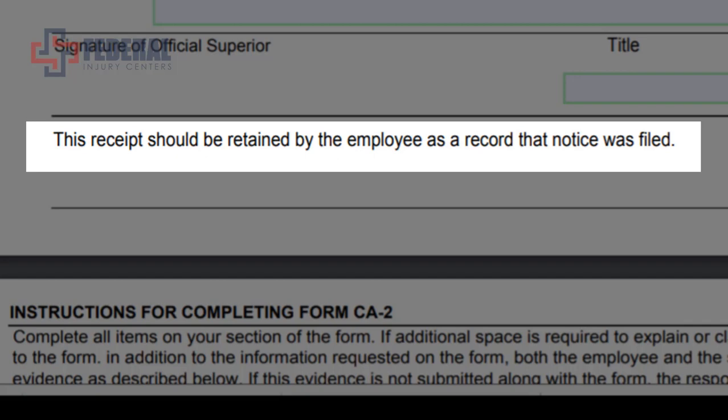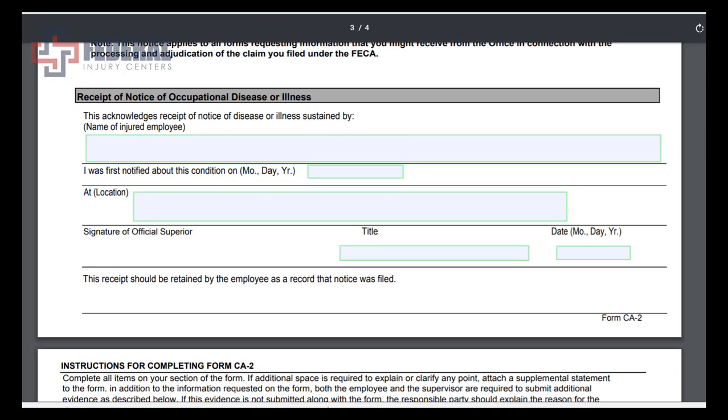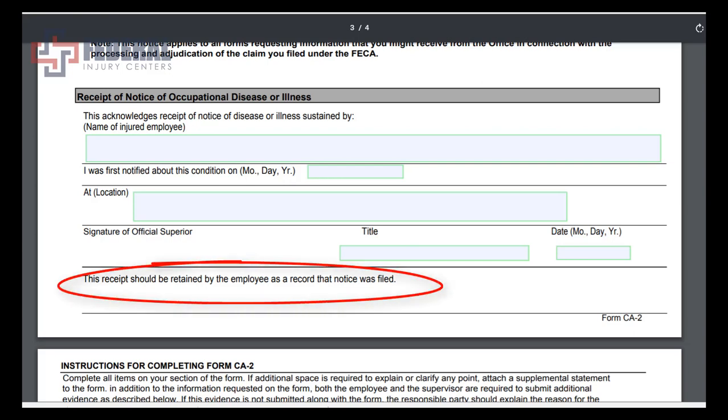So if your supervisor says they will not sign, you simply have to point to this line. It is your right to have this. If they refuse to sign and do not give it to you by the end of the day, my recommendation is that you file a grievance.